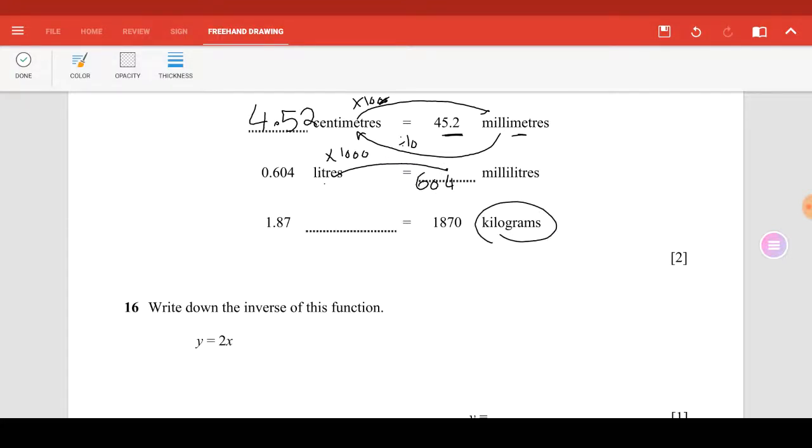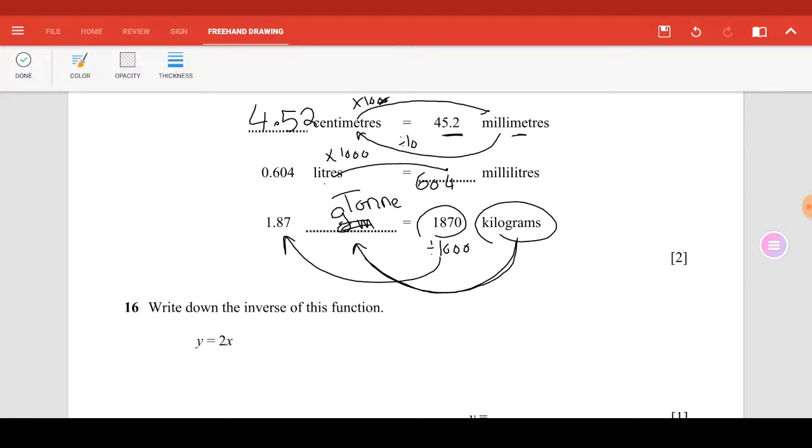From kilograms, the 1870 divided by 1000 to give this value. So when you divide this by 1000, it will give you grams. Sorry for this. When you divide, it will give you tons. So it's 1.87. So when you multiply this time by 1000 to get kilograms, you will get this value.